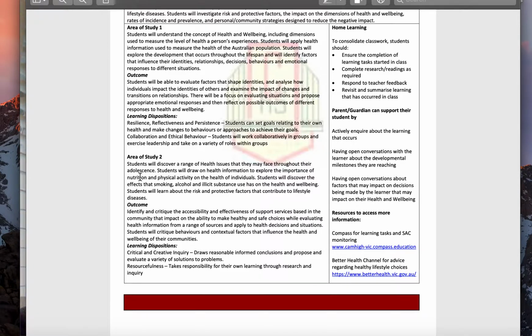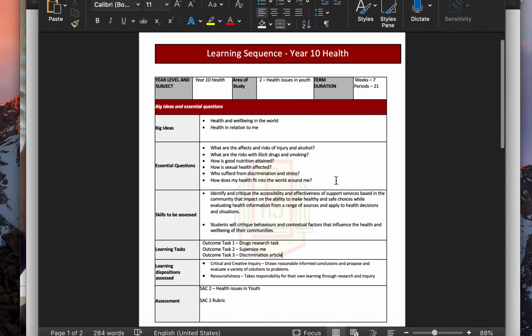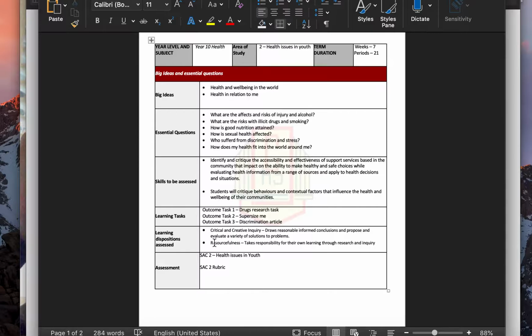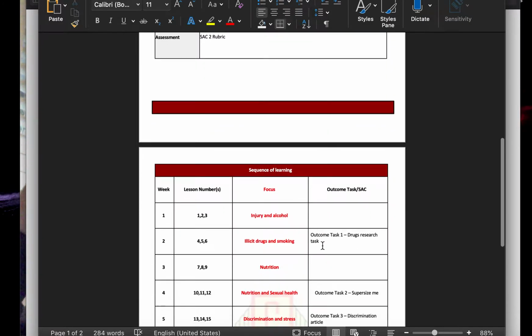You will look at the health information, the importance of nutrition, the status of different individuals, and look at smoking, alcohol, and illicit drugs, and at both risk factors and protective factors for those. I've also made sure that everything within this sequence is as easy to flow as possible. So we've got our 3 outcome tasks. We'll be looking at drawing reasonable and informed conclusions with our critical and creative inquiry within the learning dispositions to try and solve problems. And you'll be taking responsibility for your own learning because there's quite a lot of research and inquiry-based tasks. I'll show you the rubric as well coming up.